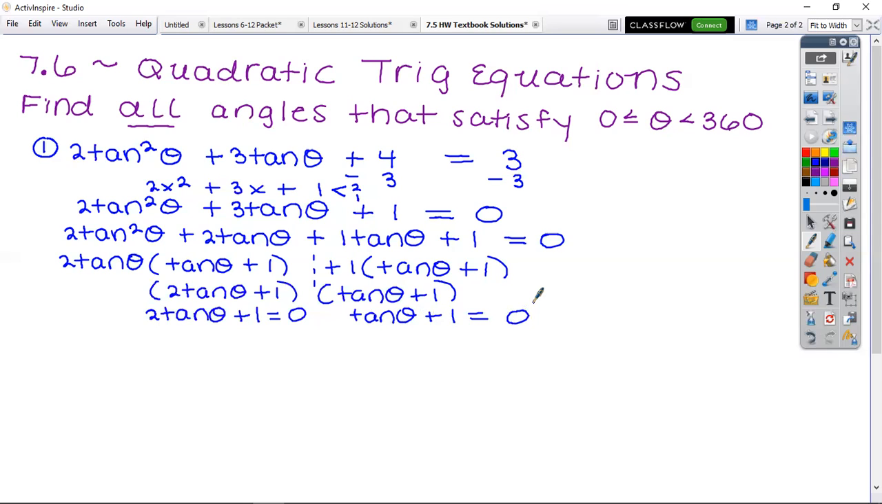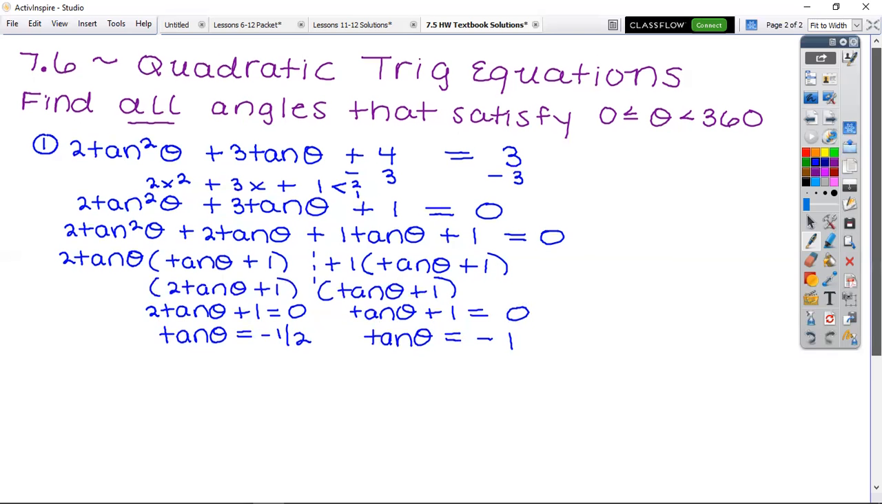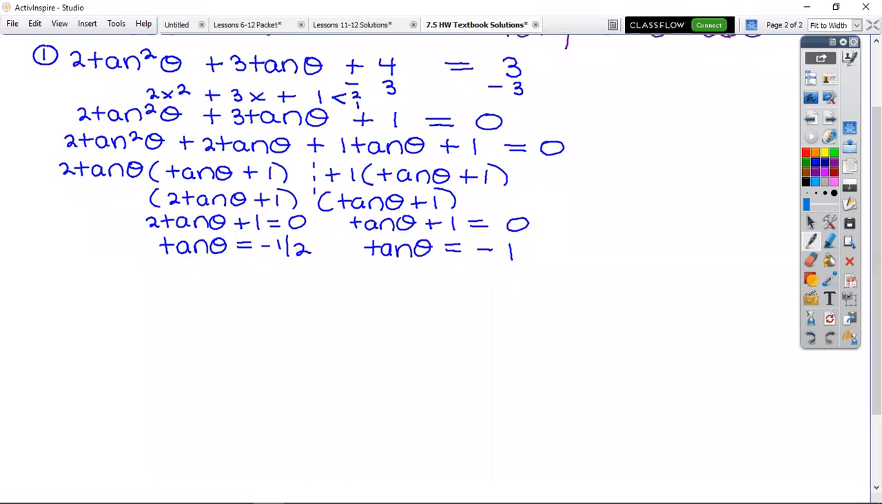And I'm going to continue. So I would have here tan θ = -1/2, as well as tan θ = -1. On my other side here, I am looking for which quadrant tangent is negative. ASTC. Quadrant 2 is, yep, very good.